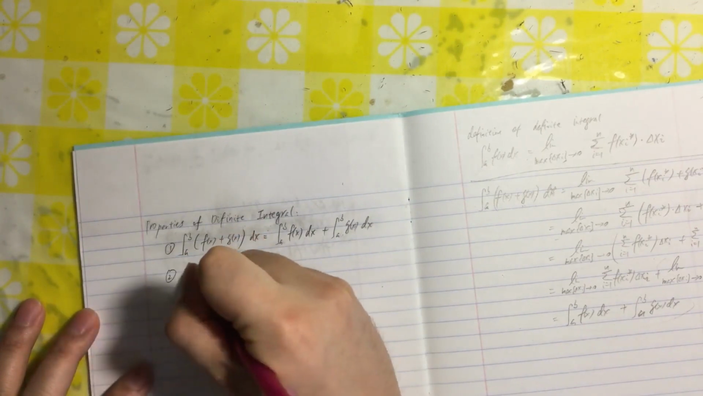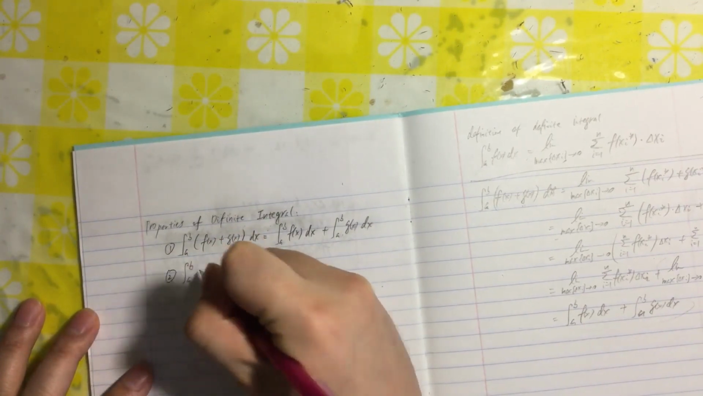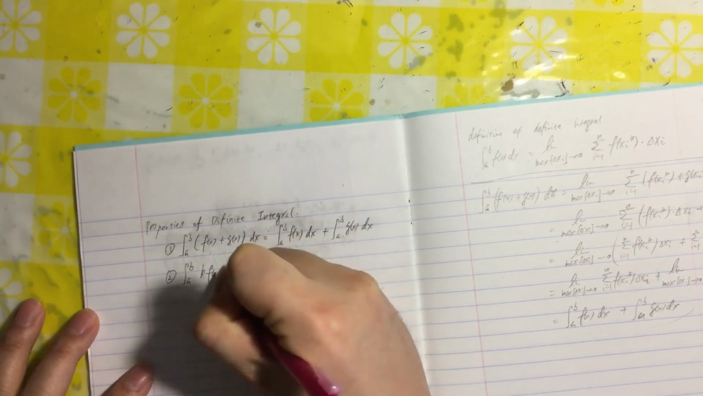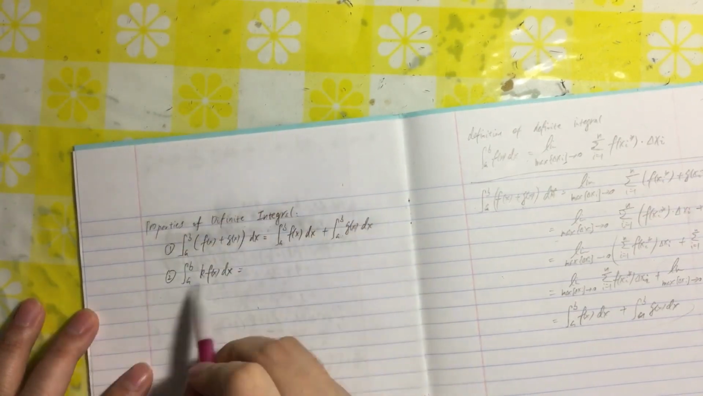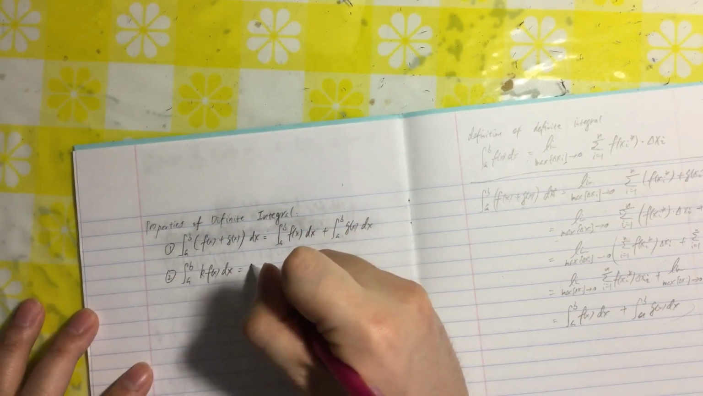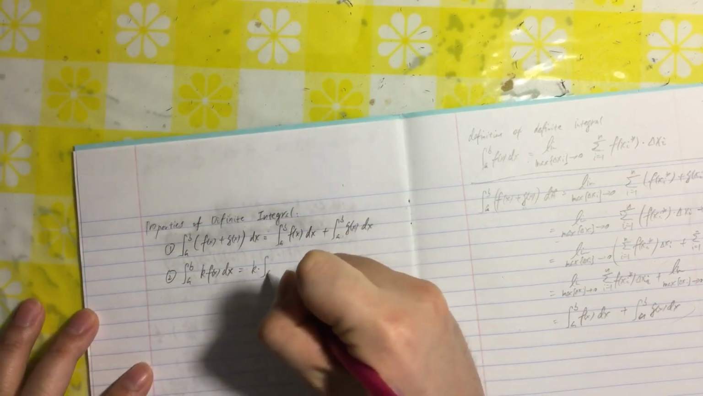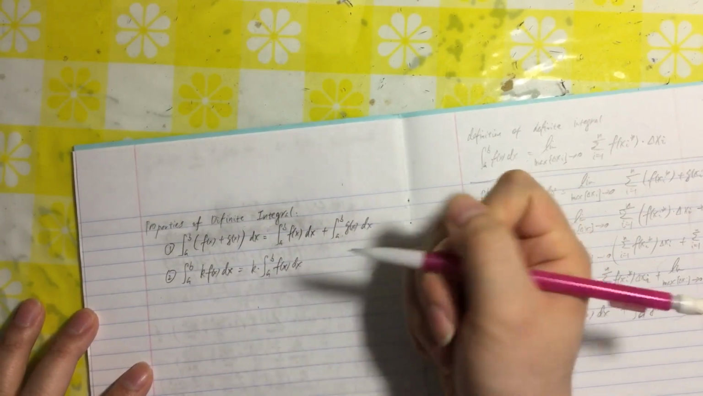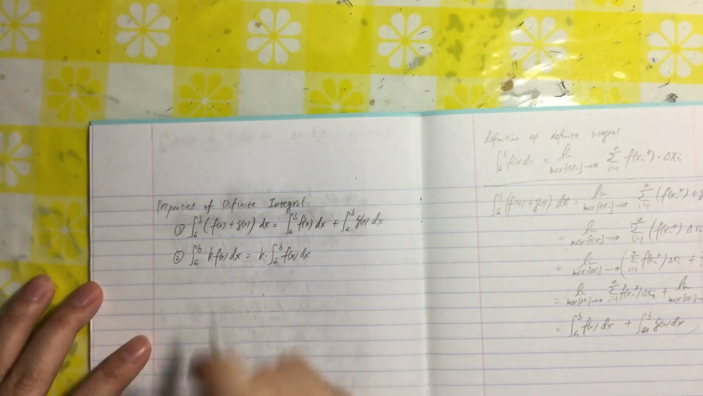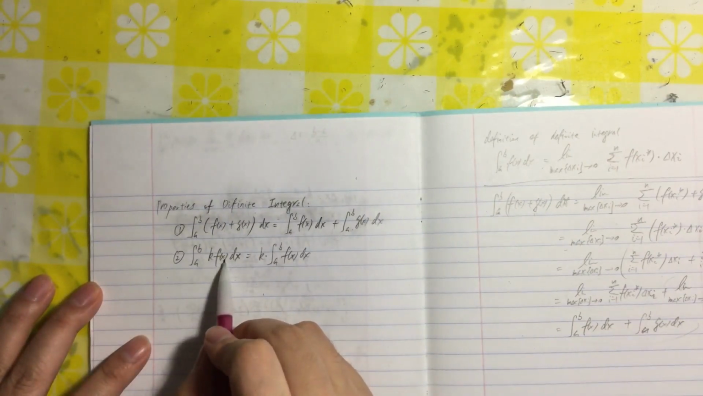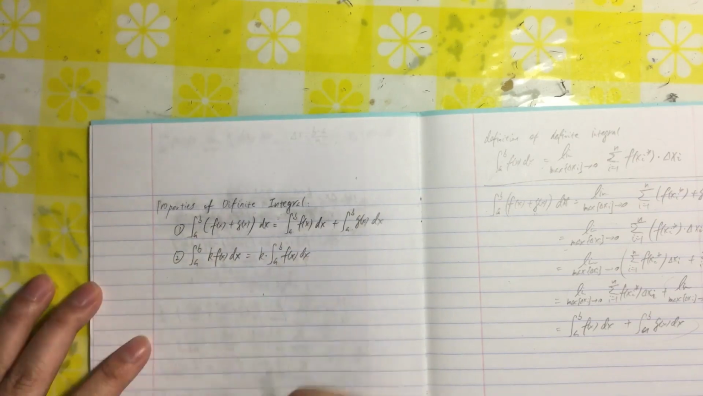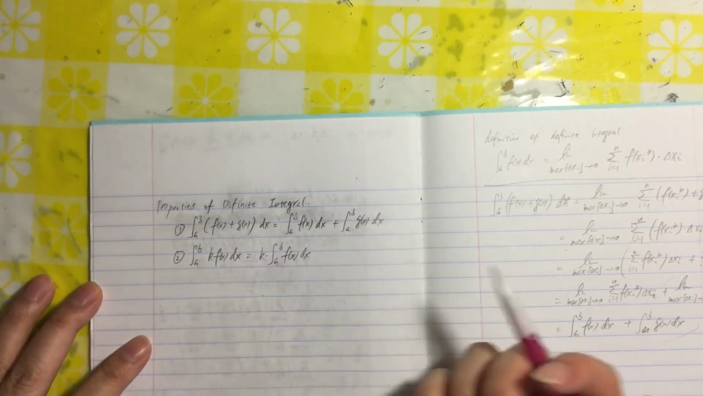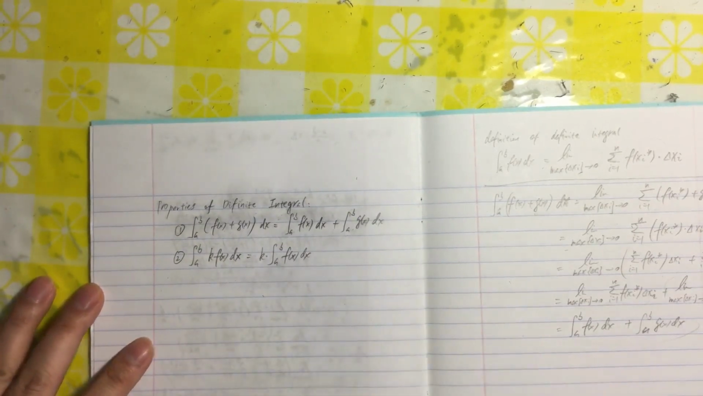Second property says integral from a to b, k times f of x dx equals k times integral from a to b, f of x dx. Which says if we have a constant times a function inside an integral, I can always pull out the constant, take the integral of the function first, and then multiply the answer by the constant. How does that make sense?